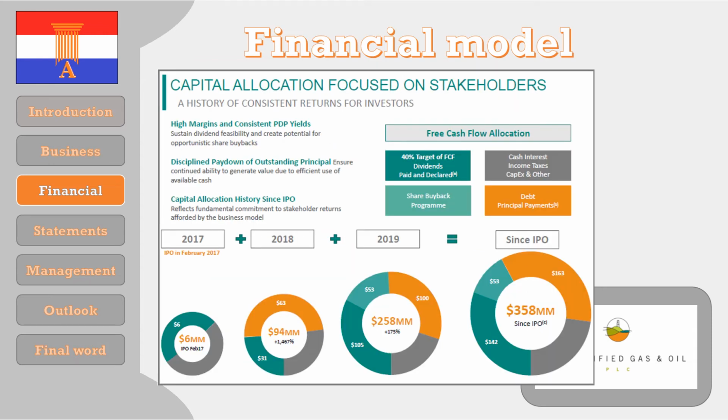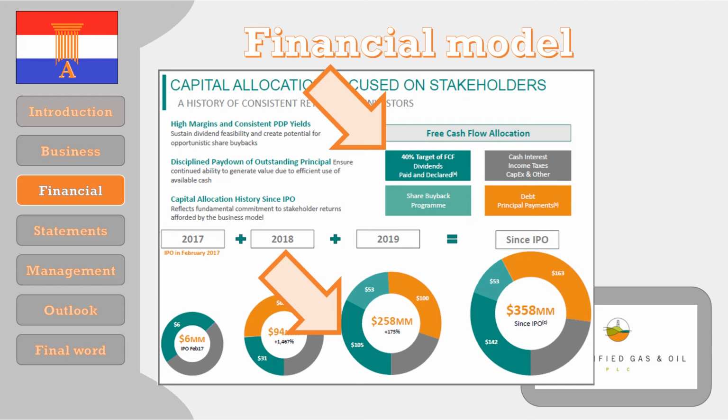So onto this one. This is how they allocate their free cash flow. How do they allocate the capital, and is it going back to the stakeholders? And here we can see, yes, it is going back to the stakeholders, also known as the shareholders, and 40% of free cash flow is the target for dividends.